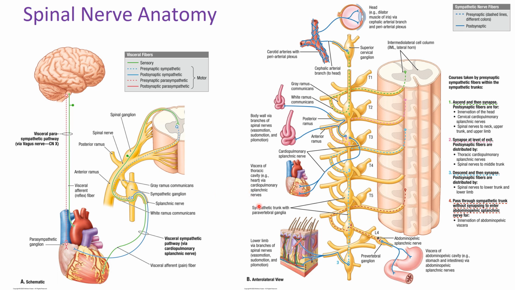But what I want to show in this image to the right is that you have a ganglion for every single level of the spinal nerves. So every single vertebral level has an associated ganglion. And there is a connection between the gray rami and white rami communicans at these levels.